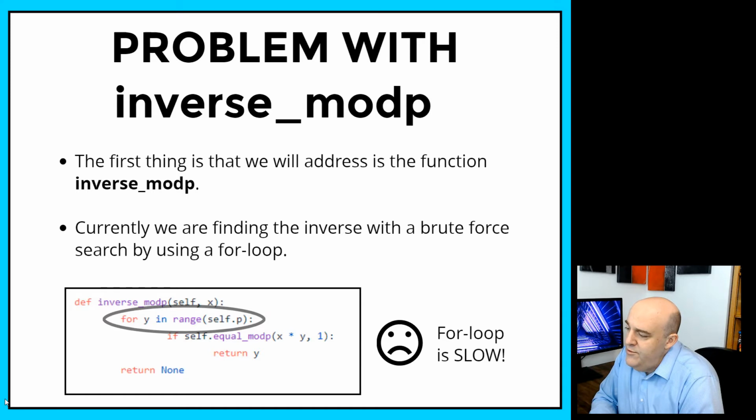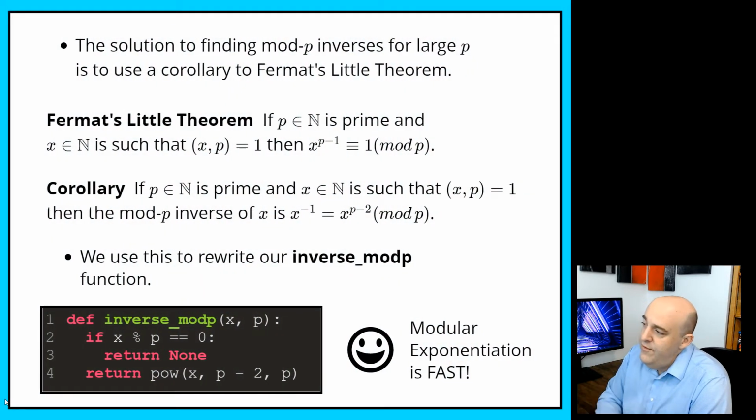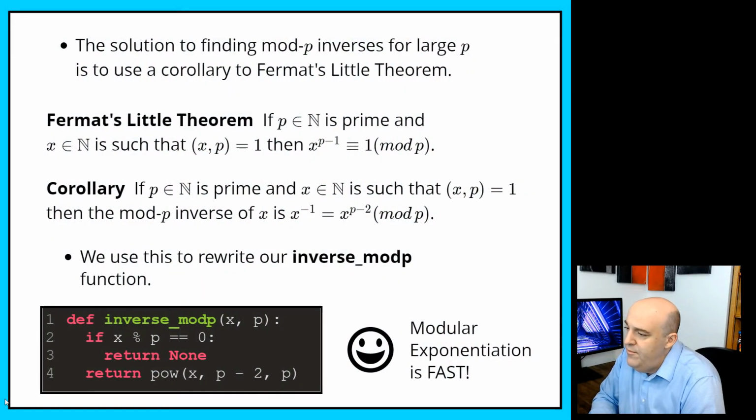The first thing we can address to fix in our code is the inverse mod p function. Currently, the way we're finding the inverse of an element in Fp is just to do a brute force search over all y values. And like we're saying, this is no good anymore. We can't do a brute force search over such a large value of p. The solution for that is Fermat's little theorem.